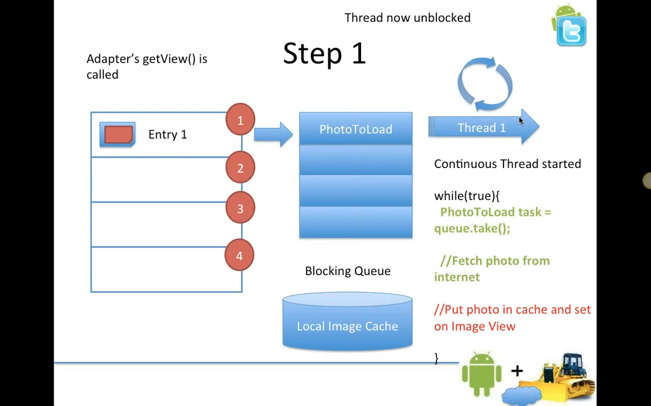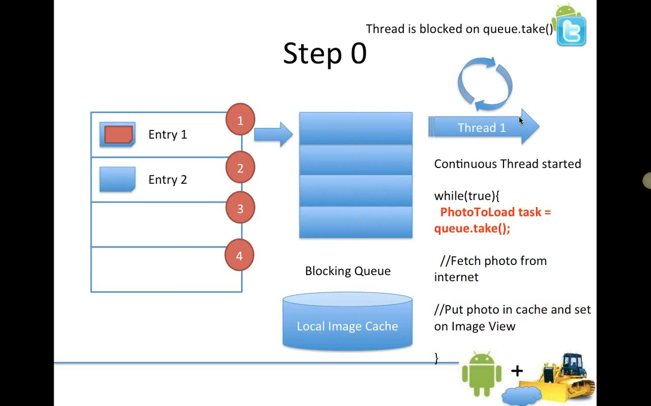Below you will see a local image cache. The reason we want to use the cache is we don't want to go to the internet each time. And it also puts the red photo in the blue image view. That's how it works. And the next time, when it's trying to show entry number 2, again, if you put a task in the queue, it will block at the queue.take. And this is how things will keep on working. So the idea here is to use a blocking queue and let the adapter push information to the queue and let the thread do the work.